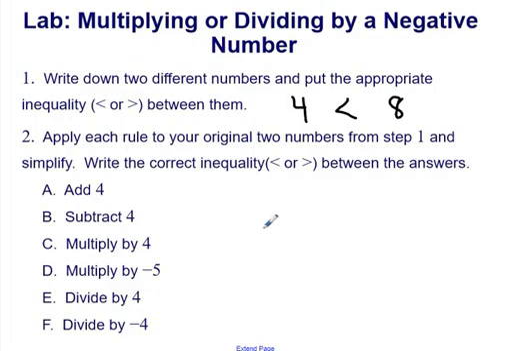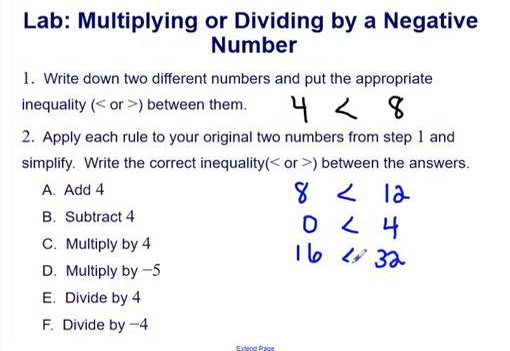I encourage you to choose a different one and follow along to see if you're going to get the same surprising results. So now with 4 is less than 8, I'm going to apply each rule for A through F to these original 2 numbers and then try to put the correct inequality symbol between their answers. So first I'm going to add 4 to both 4 and 8. So that will give me 8 and 12. Which is still 8 is less than 12. Then I'll subtract 4, so 0 and 4, and still less than. 0 is less than 4. I'll multiply by 4, so 16 and 32, still less than.